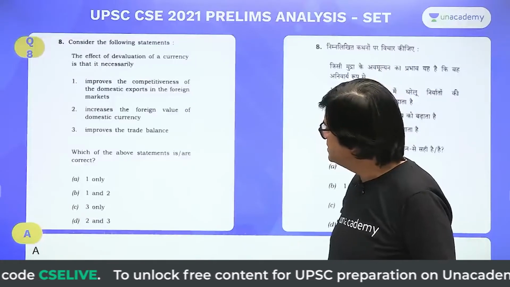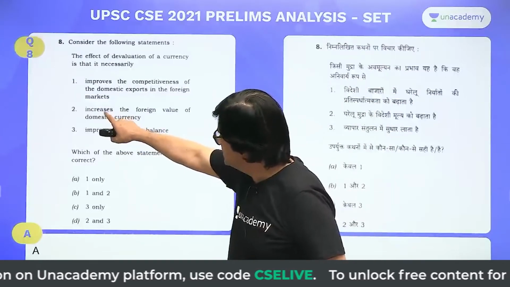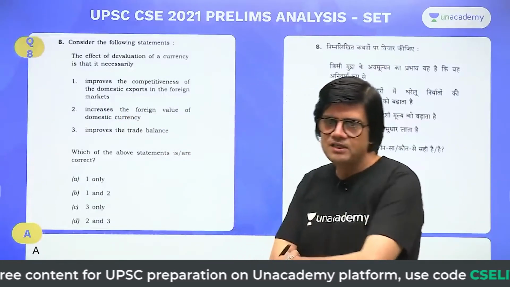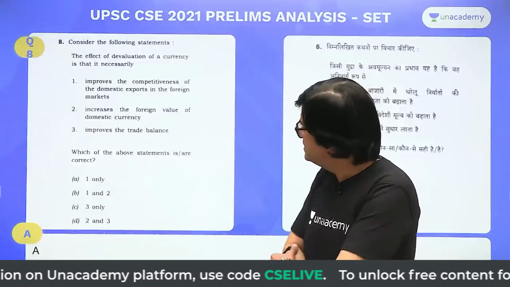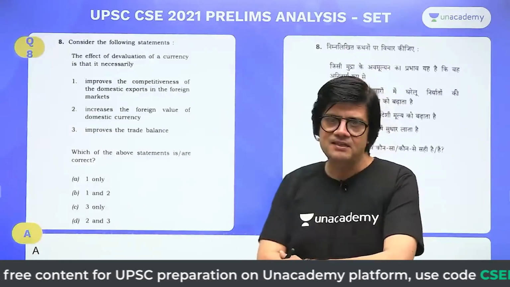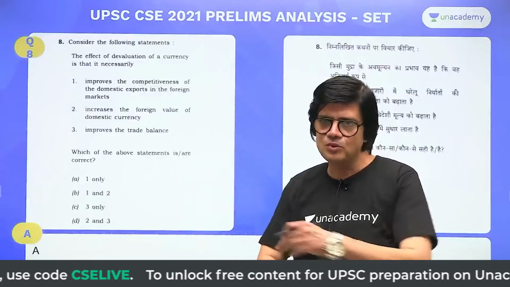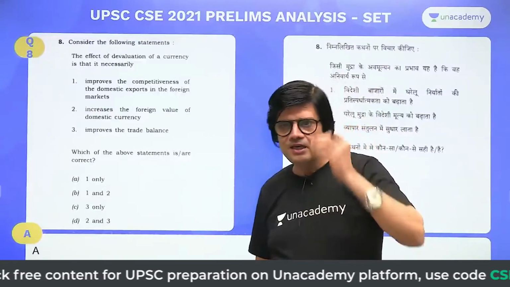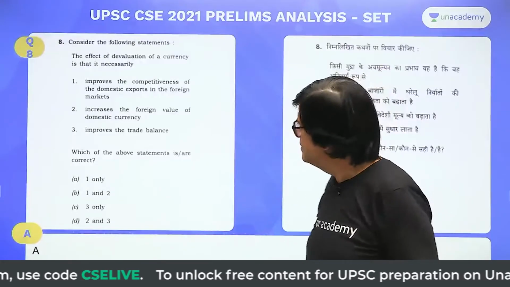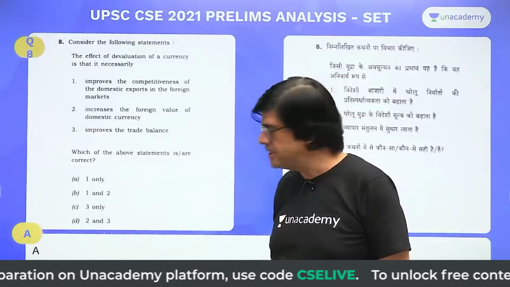And at the last option, improves the value of trade. The second statement, increases the foreign value of the domestic currency. It actually reduces the value of the domestic currency, and doesn't increase that. And improves the trade balance. It is not necessary that devaluation will necessarily improve the trade balance, because of course it will boost exports, but at the same time, if imports are also boosted in equal proportion, then it will not necessarily give rise to a favorable or improved balance of trade situation.